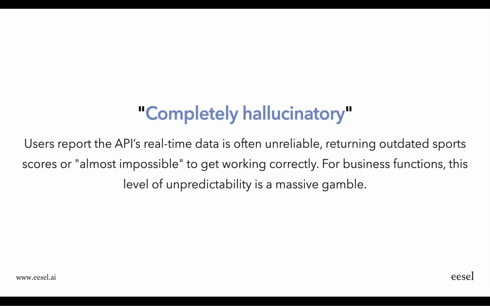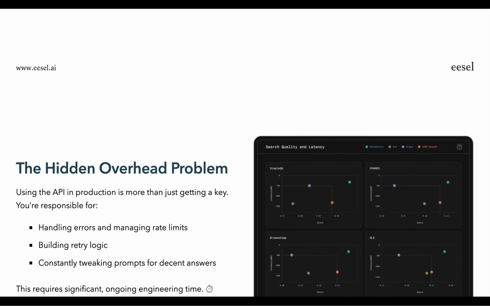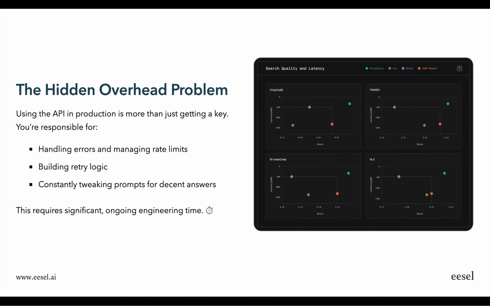And it's not just about the cost. Reliability is another major concern. Users have reported the API returning completely wrong or outdated information, which is a huge gamble for any serious business application. Beyond that, there's the hidden overhead. Using the API in a real product isn't plug and play. You're on the hook for handling errors, managing limits, and constantly tweaking prompts. That's a significant amount of ongoing engineering effort.